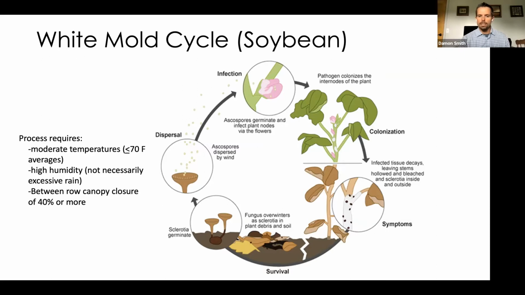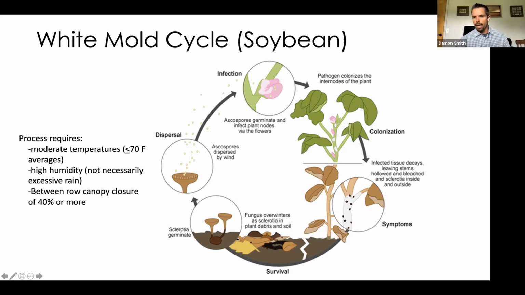But there's also a third piece that is very important, and that is between row closure. I'll talk a little more about row spacing in a bit, but from work we did with Marty Chilvers at Michigan State University, we know the between row closure requirement for the development of these little mushrooms is pretty important. We have to have 40% or more between row closure, so you can actually delay the development by spacing soybeans out further. This whole process is very intricate, with lots of biology and lots of environmental interactions.